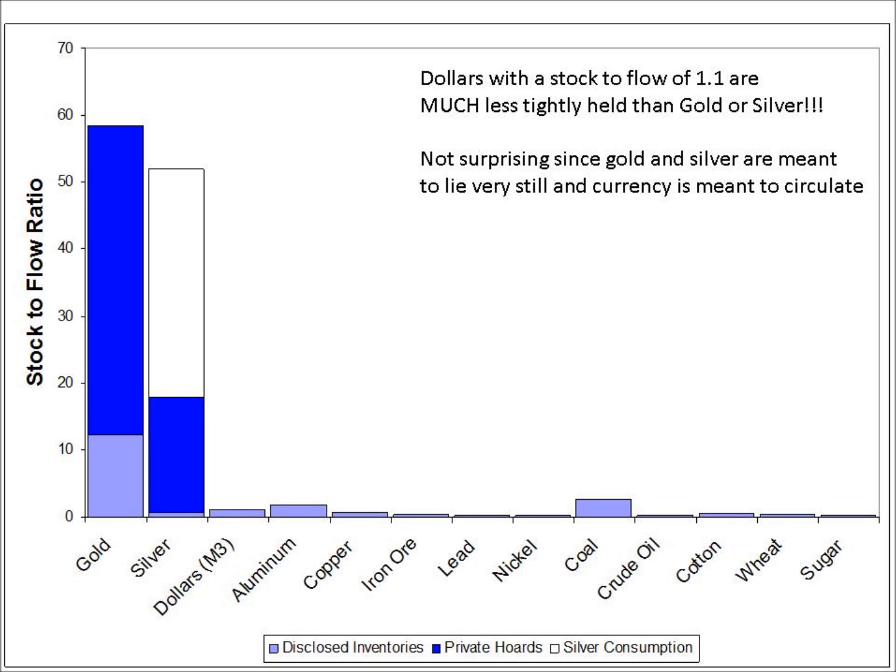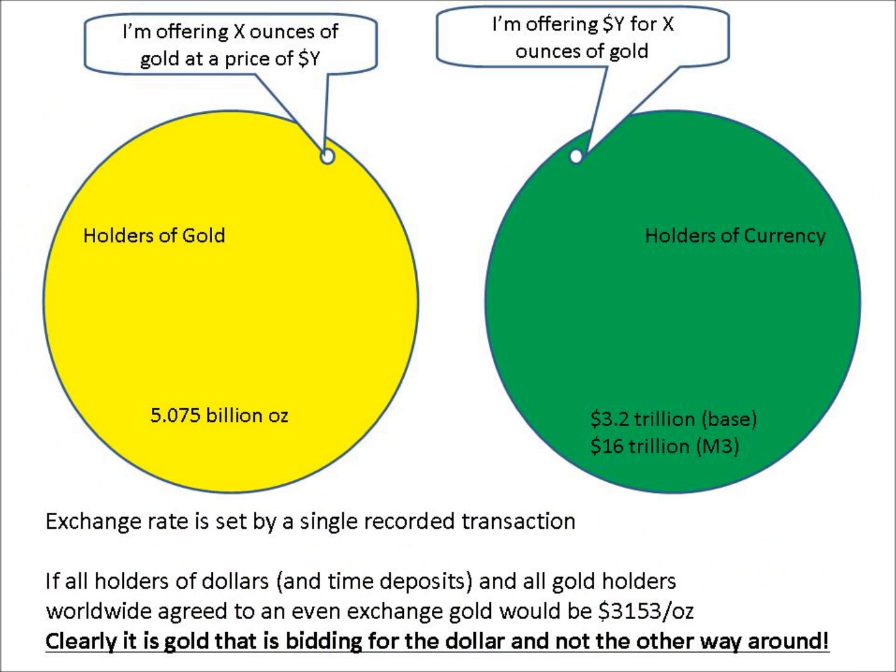So compare that to gold and silver, which have been traditionally money, and you can see that gold and silver are much more tightly held than the dollar. So with that in mind, let's consider how the price of gold and the price of the dollar are set. In the left circle, let's represent the holders of all above ground gold totaling 5.1 billion ounces. In the circle on the right, let's represent all of the holders of dollars totaling 16 trillion.